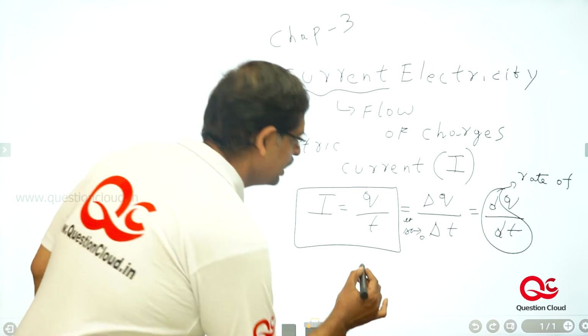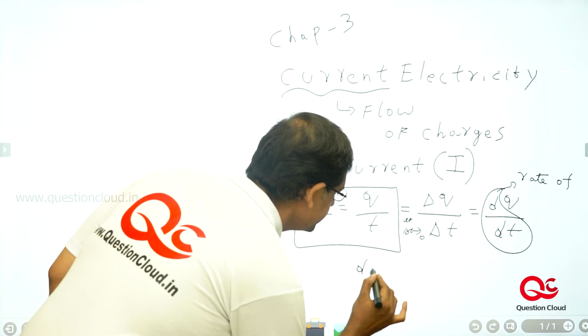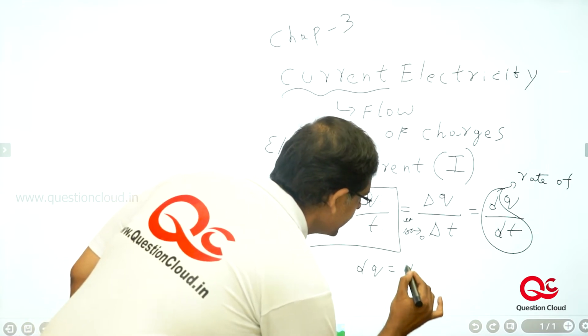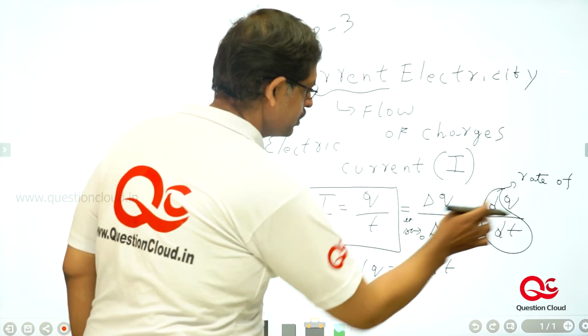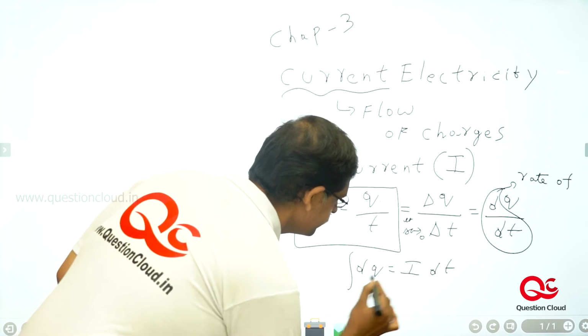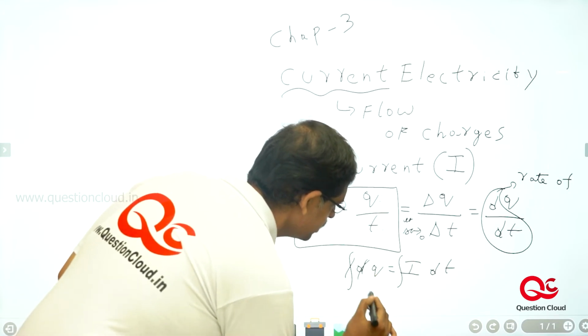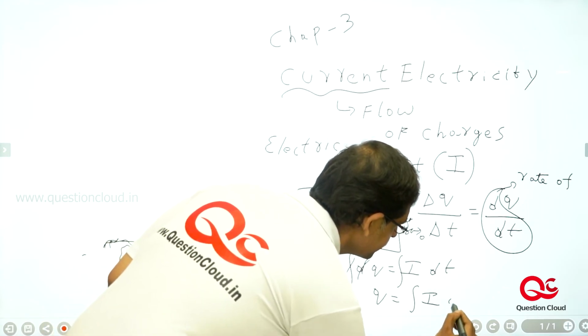It can also have an integral form. For example, dq is equal to I dt, because I is equal to dq by dt, so dq can be written as I into dt. If we integrate on both sides, then we can write q is equal to the integral of I dt.